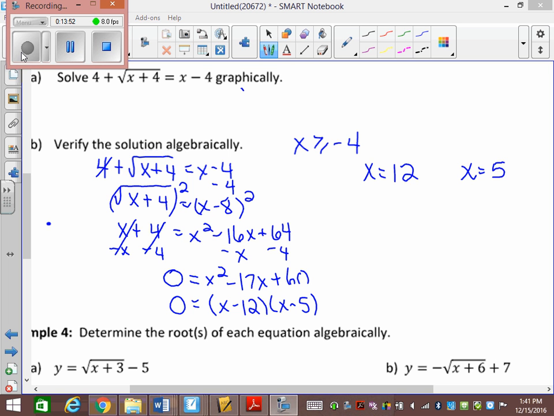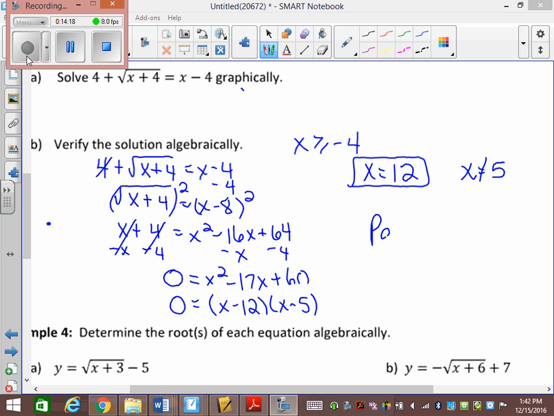When you plug them in, which one works? Now, is it possible for both of them to work? Sure. But always check them. And then these ones, the only catch on these ones is if it says determine the roots, you have to make y equals 0. And then you solve them just like you normally would. So those ones are easy.